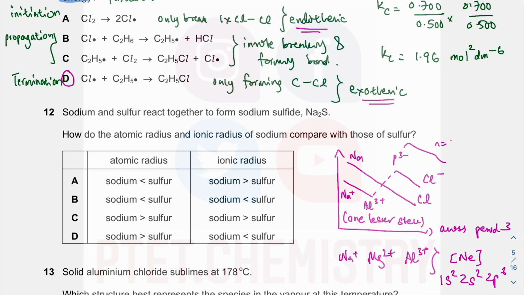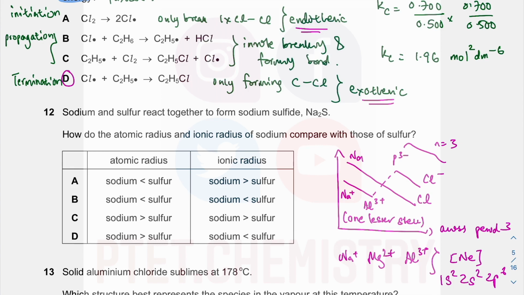So this is n equal to 3. N equal to 3 versus n equal to 2, you can think which one is bigger, alright? Of course, you also need to explain why anions are bigger than the parent atom. Cations are smaller than the parent atom for obvious reason, okay?